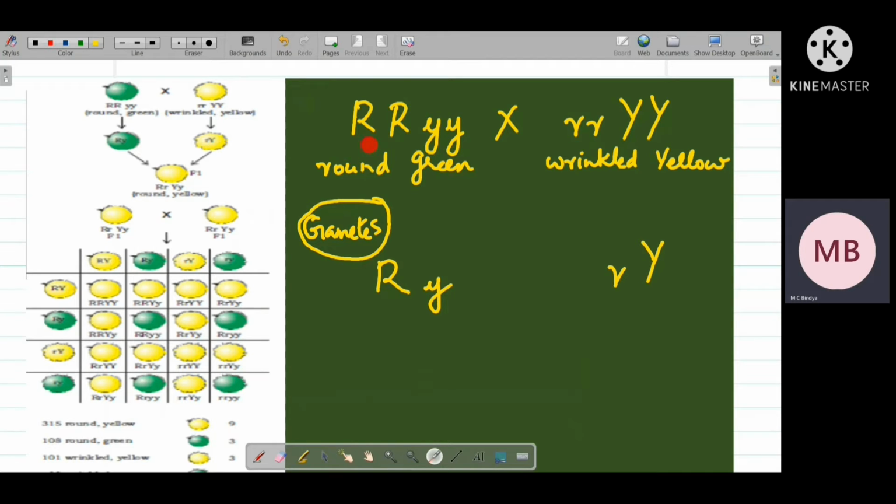During gamete formation, the two genes which were present together, they will separate, and only one of the genes from each character will enter into gamete. So we get here capital R, small y, it is round and green. From that single gene only enters, not both the genes. And wrinkled yellow into the other gamete.